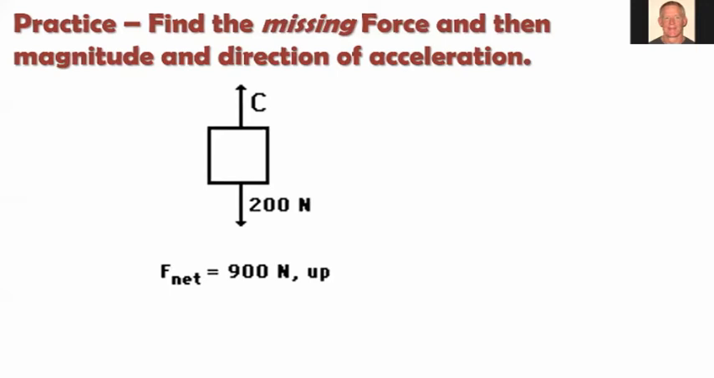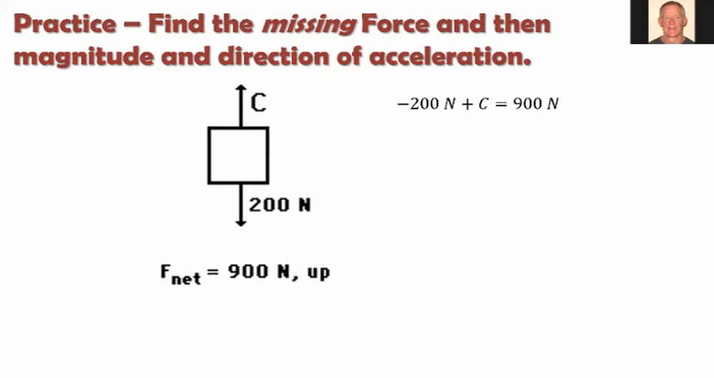All right, one more here. Now this one's a little different. Notice we're given the net force of 900 newtons upward. We're being asked to find the missing force C. So here's how we can set it up. Just write the equation to find the net force. So 200 newtons down, notice I put that in as a negative 200 newtons, plus C, our unknown force, has to equal the net force, which is a positive 900, since it says it's up.